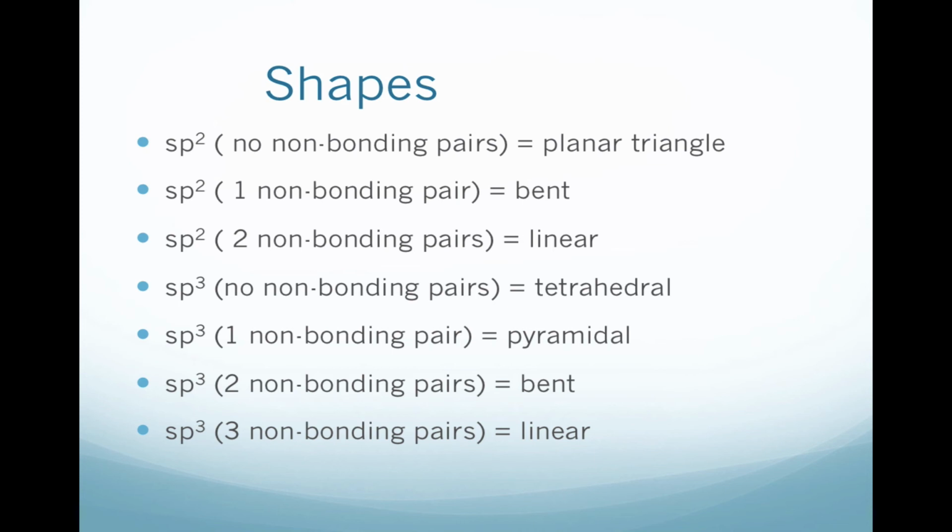sp3, notice that there's 4 different versions. So if you have no non-bonding pairs, it'll always be tetrahedral. If you have 1 non-bonding pair, it'll be pyramidal. If you have 2 non-bonding pairs, we call that bent. And if you have 3 non-bonding pairs, we call that linear. And when you see this in the drawings and the lab that we're going to do, this will make more sense.